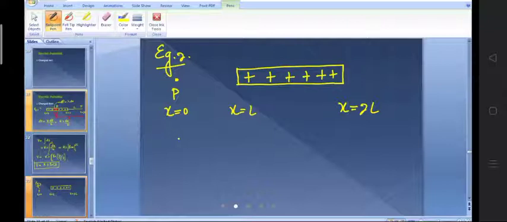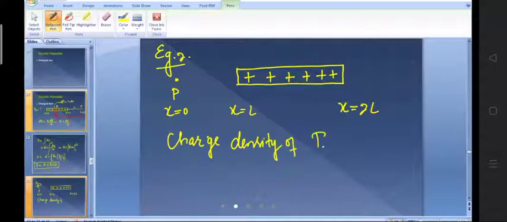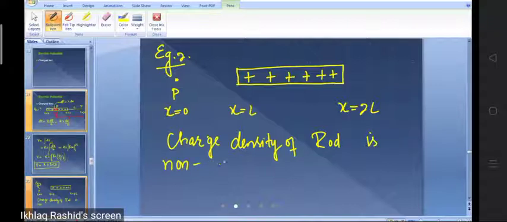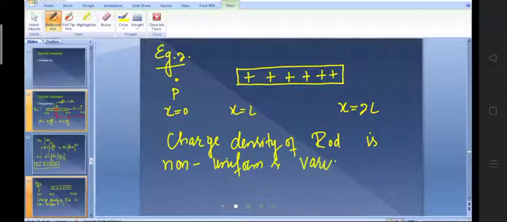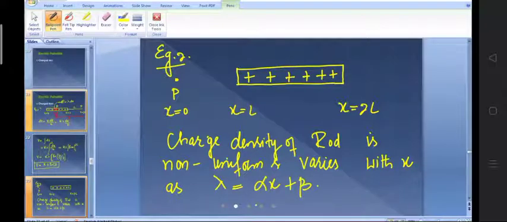Here I will write down that the charge density of the rod is non-uniform and varies with distance x as lambda is equal to, suppose constants are there, alpha x plus beta, something like this. Fine. And you are supposed to calculate: the question is, calculate the electrostatic potential at point P. You will have to calculate what the electrostatic potential is at point P.